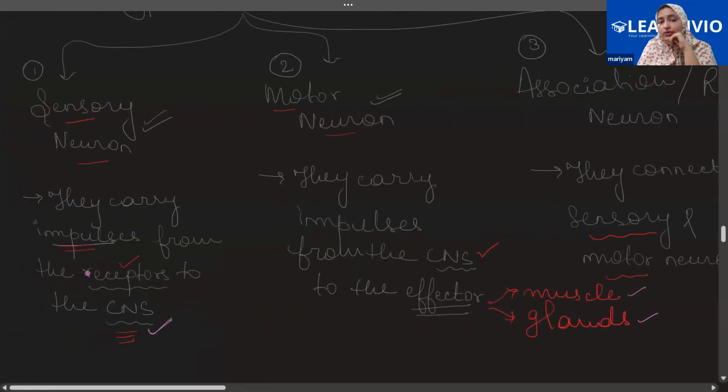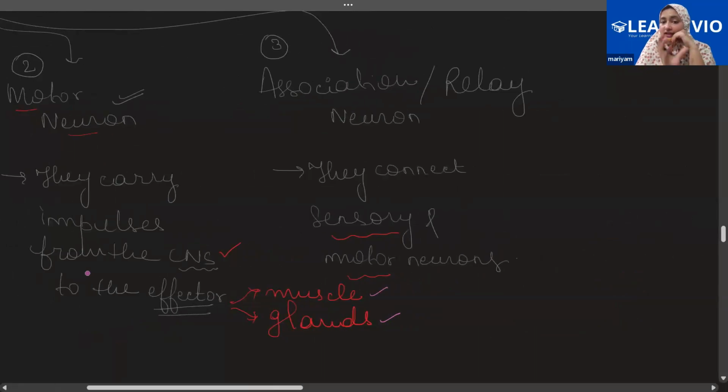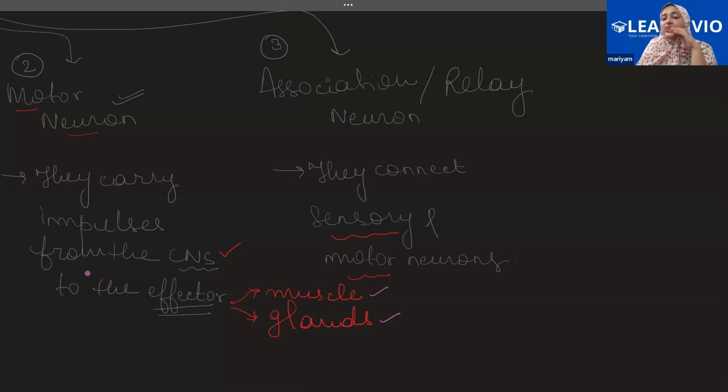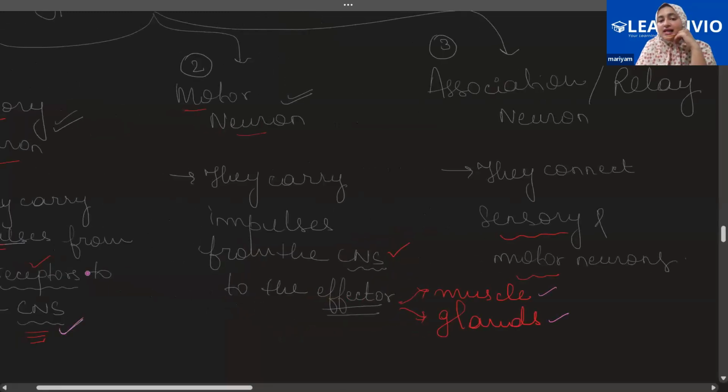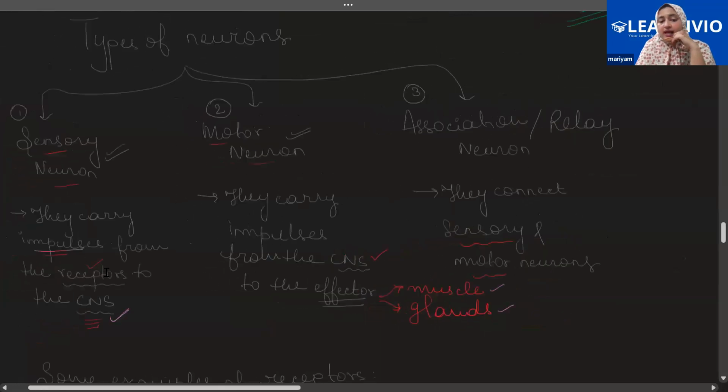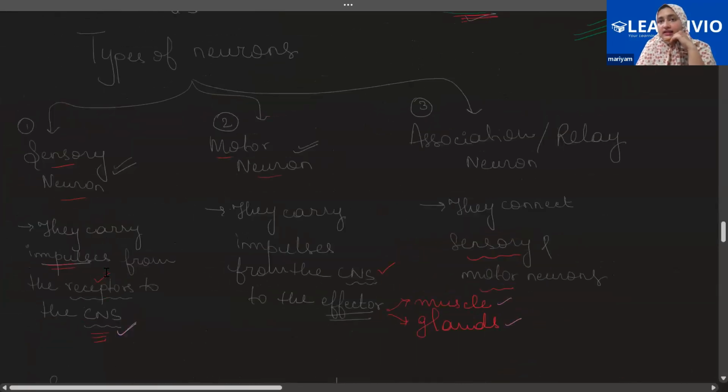So these two neurons, the sensory and motor neurons, are connected at a point, and the connection between them is the association or the relay neuron. They form a connection between the sensory and the motor neurons. So these are the three basic types of neurons that are present in our body, with their functions.